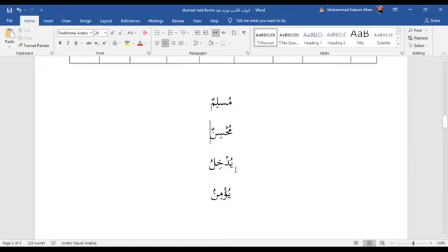Similarly, we have adkhala, yudkhilu, idkhalan, to enter. Let's drop mudkhil, mudkhilun, so the one who enters. Similarly, we have akhraja, yukhriju, ikhrajan, and then we have mukhrijun. This one is why I have decided to add one weak letter as well, so we get a taste of this as well.